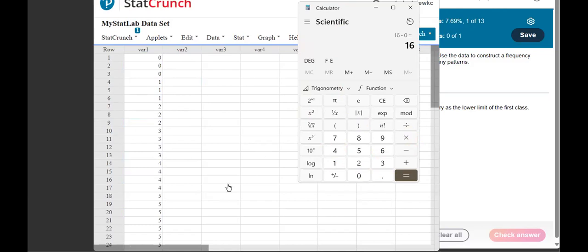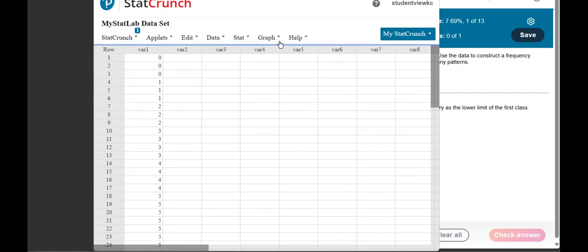Once you find the range, which is what we basically just found, you divide that by the number of classes that you want to have. We want 6. And then whatever number you get, unless it's already a whole number, you're going to round up to the next whole number. So we're going to round this to 3. So our class width is 3. Remember that for me, please.